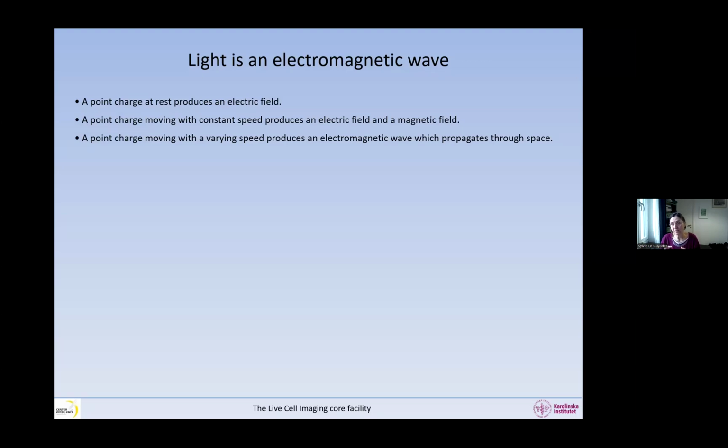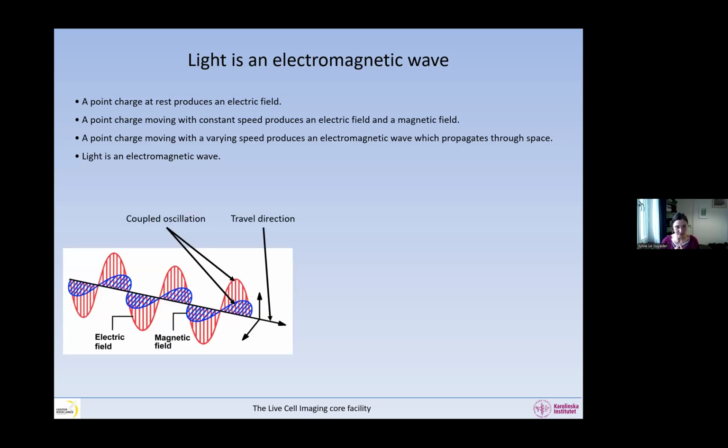And this means that the electric and magnetic fields become coupled. So light is an electromagnetic wave because we have some point charges that are moving through space and that accelerate. They are moving in a way that they accelerate and decelerate all the time. So they create an electromagnetic wave that propagates through space. And this is why we can see light from far away from the source.